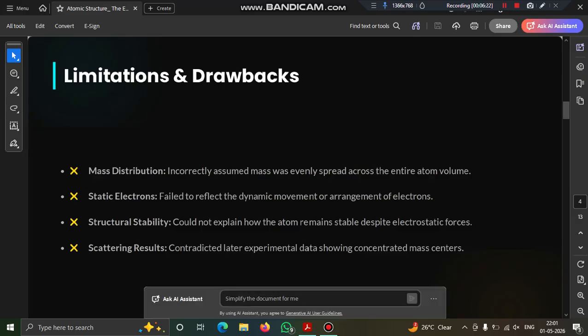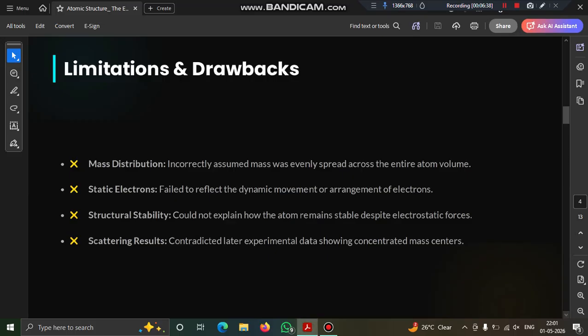Scattering results: later experimental data contradicted it, showing concentrated mass centers. It doesn't show the scattering of particles in a different way. So these were the limitations of the J.J. Thomson model.